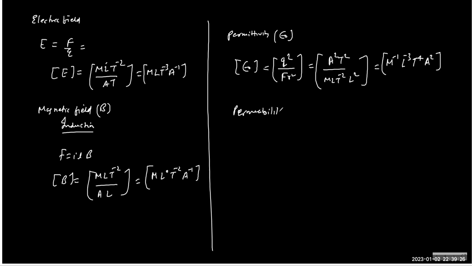Permeability. So what is the dimension of mu naught? Which relation is the easiest one to get the answer? C square into epsilon naught. Correct. But then you also have to find epsilon naught, right? Something more is needed.